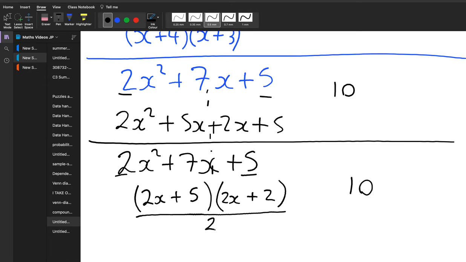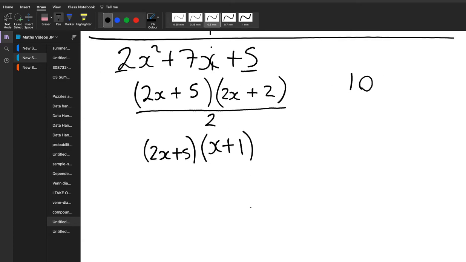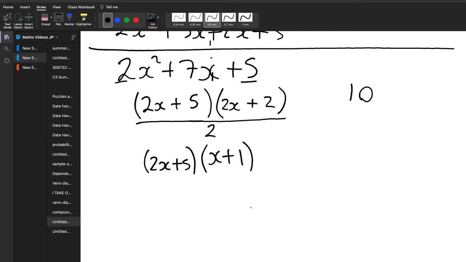As you work through this, you realize that the 2x plus 5 remains as it is. But on the other side, you've got the 2 and the 2, which can both be divided by 2, so you're left with just x plus 1. And that's the factorization. I'm going to go through some more examples just in case people are not clued up. In fact, I'll go through quite a few examples in this video, and you can take your pick as to which ones you might want to do.